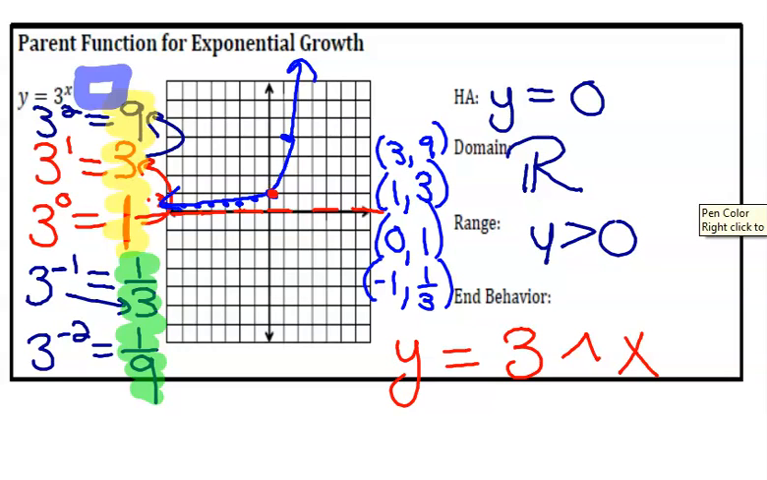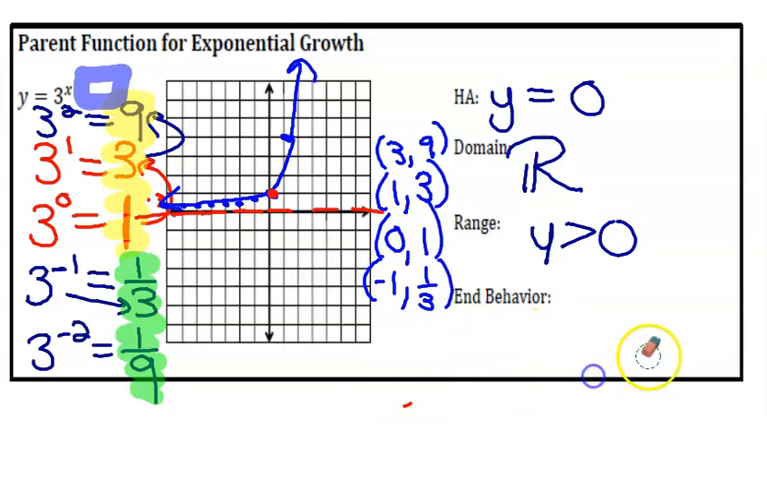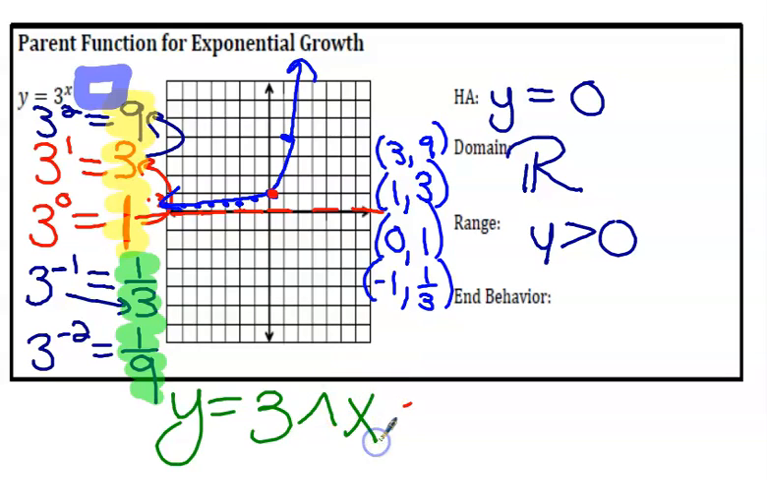Okay? All right, so again, I've got my horizontal asymptote, y equals 0. My domain is all real numbers. You can plug in anything for x. There's no restrictions. The range, there's nothing lower than 0, and it doesn't equal 0. It's just y is greater than 0. And then let's get into this end behavior. If you're trying to put this into your calculator, y equals 3 to the x power, and then you can go to your table by going to second graph, and it can show you your table.